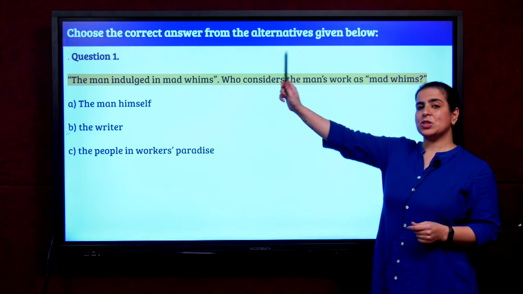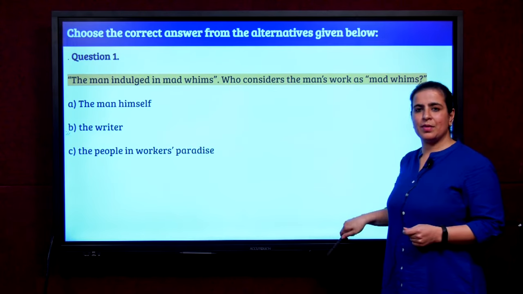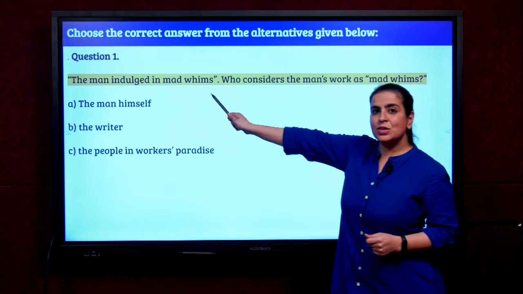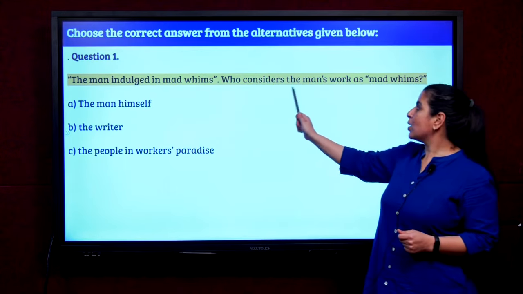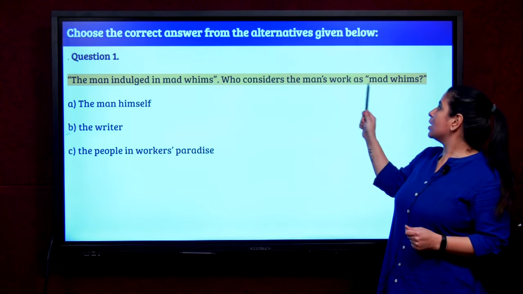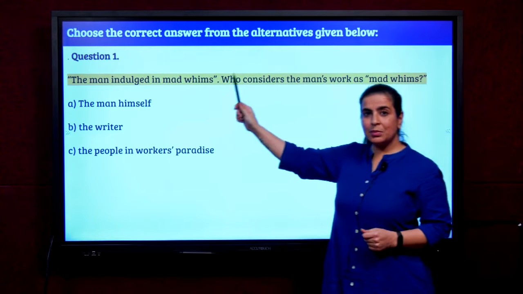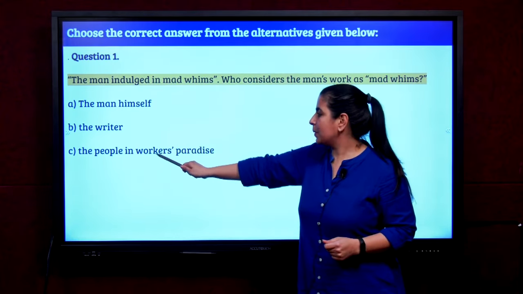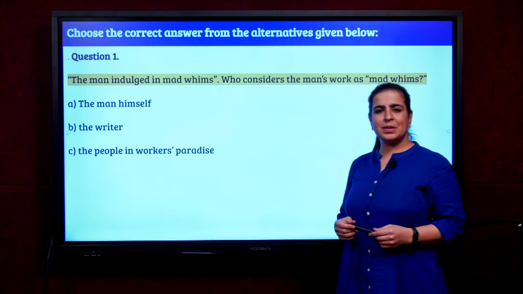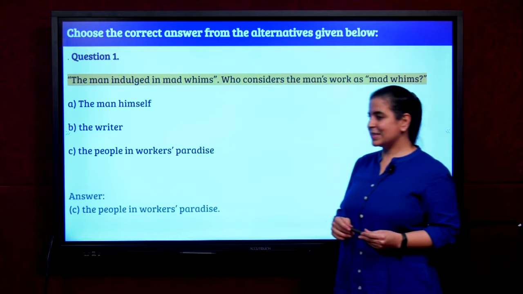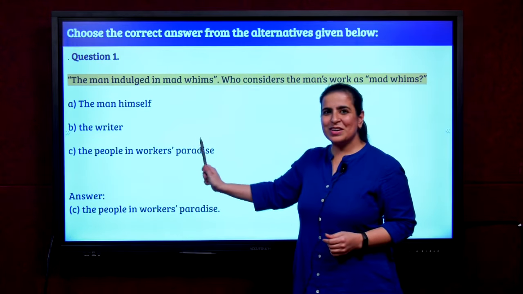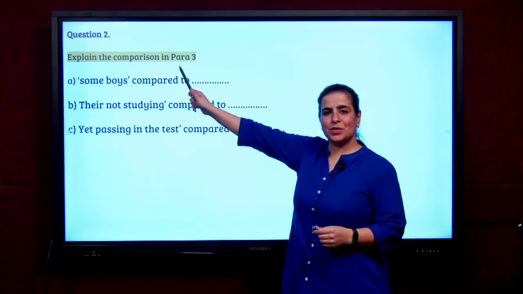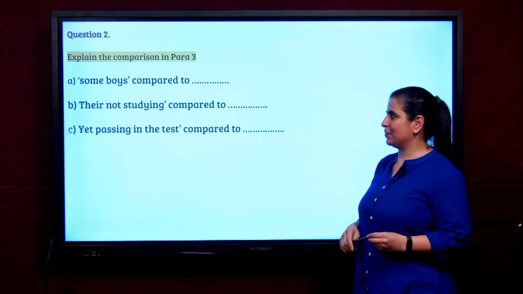Now this is question number 1 on page number 5. Why don't you open it and do with me? The man indulged in mad whims. Who considers the man's work as mad whims? Read with me. The man itself, the writer, the people in workers' paradise. Can you tell me the right answer? Yes, it is the people in workers' paradise. You're right.